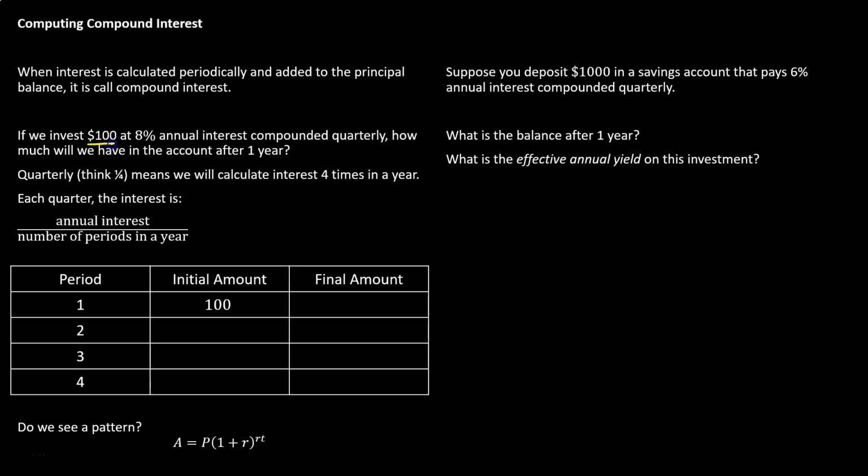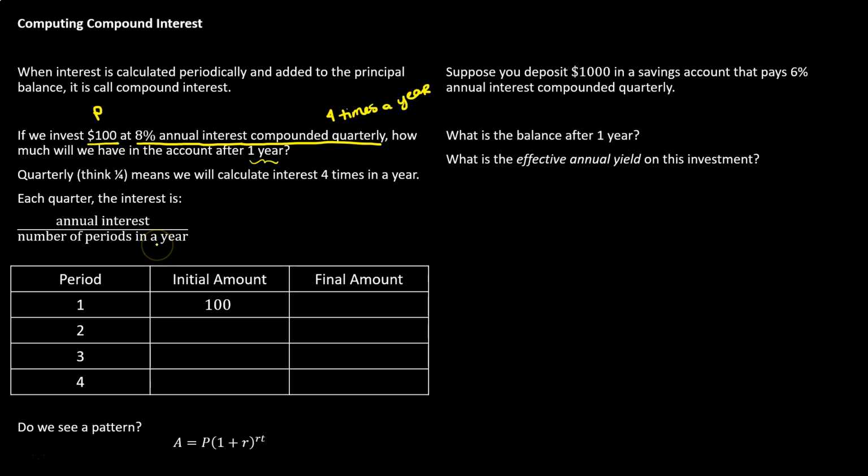Our initial deposit is $100. 8% annual interest, that's like our interest rate, but it's compounded quarterly. Quarterly means 4 times a year. Can't read year there. Let me fix that. We want to know how much the account will have after 1 year of this compound interest being calculated. Which basically means we're going to calculate interest 4 separate times.